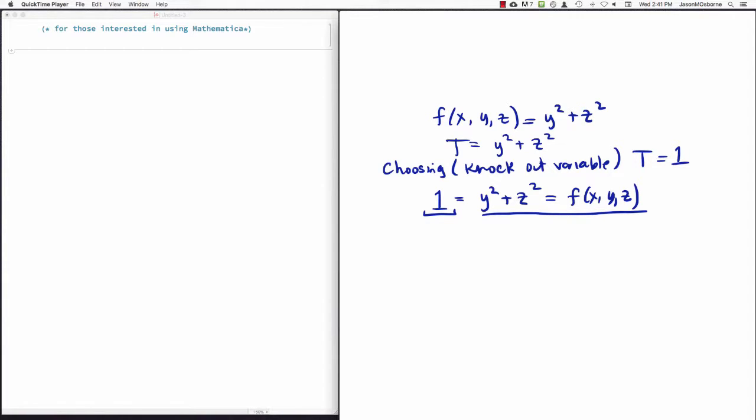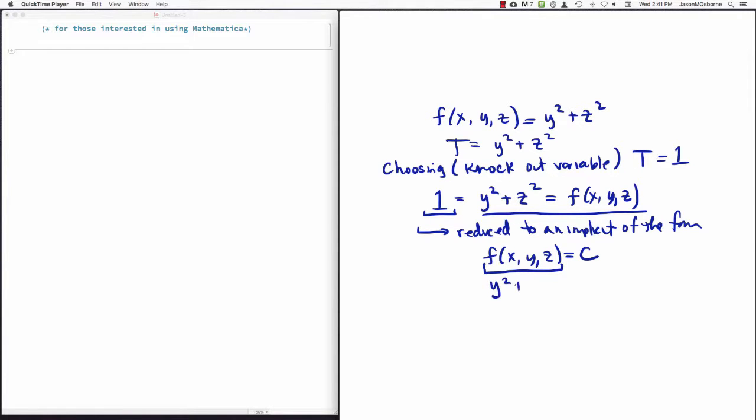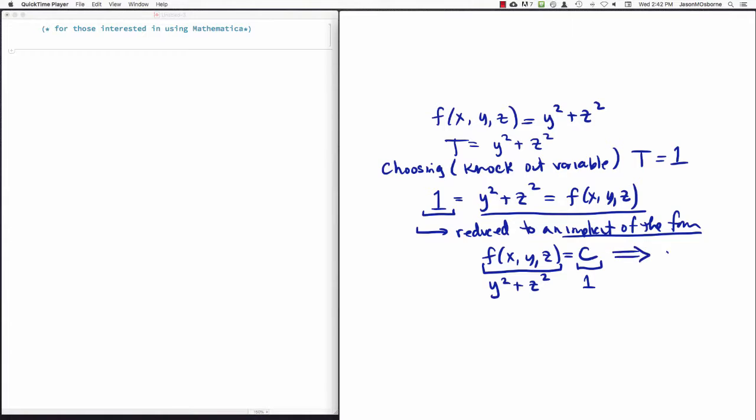Okay. And now we've been reduced to an implicit function of the form f of x comma y comma z equal to some constant, where the function of those three variables is y squared plus z squared, and the constant is equal to 1. Okay? And we know that an implicitly defined function of this form means that we are some sort of 2D surface in three-dimensional space.